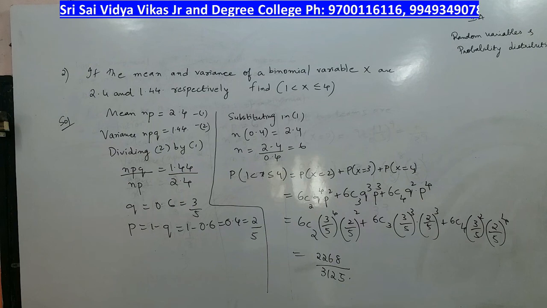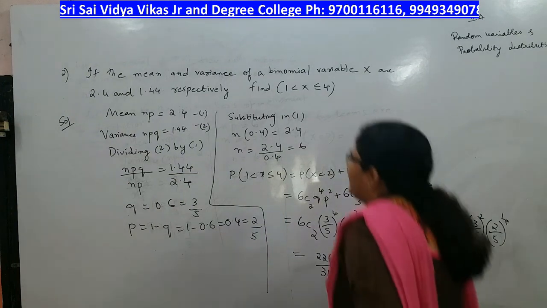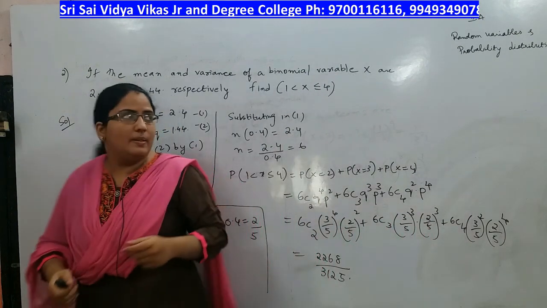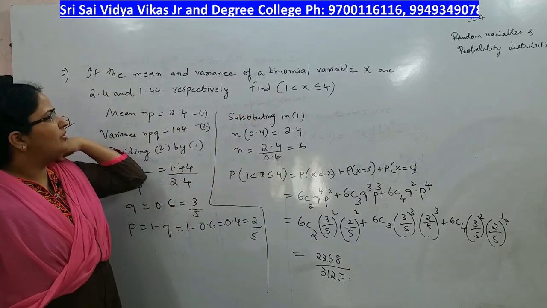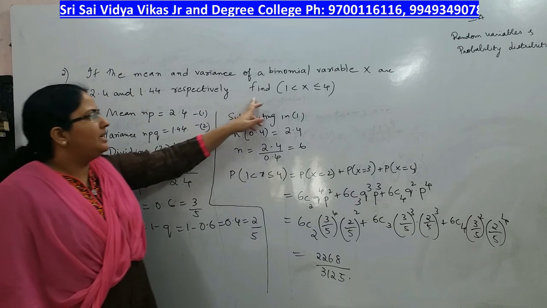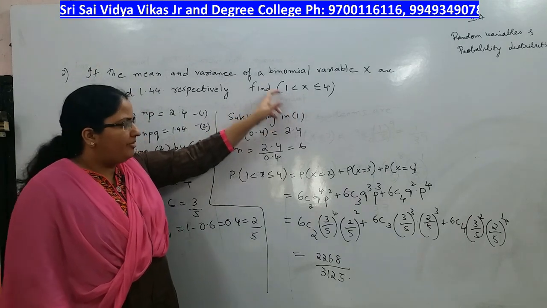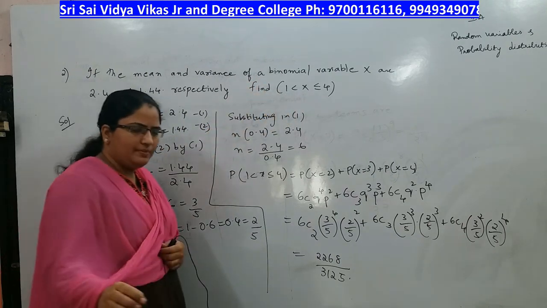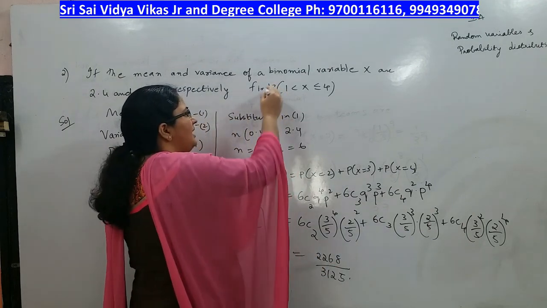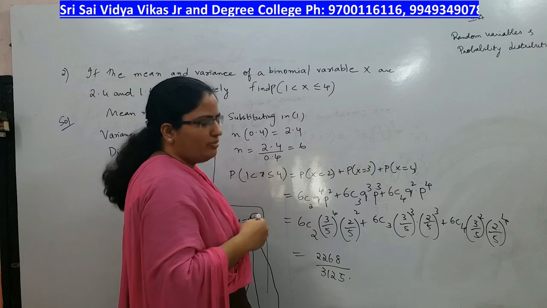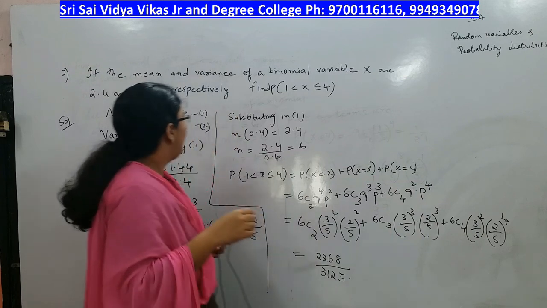Our next problem for today. The mean and variance of a binomial variable x are respectively 2.4 and 1.44. Find P of 1 less than x less than or equal to 4. This is what you have to find.